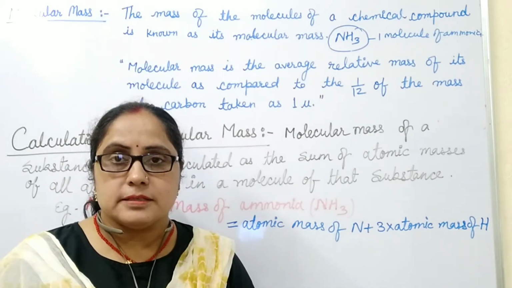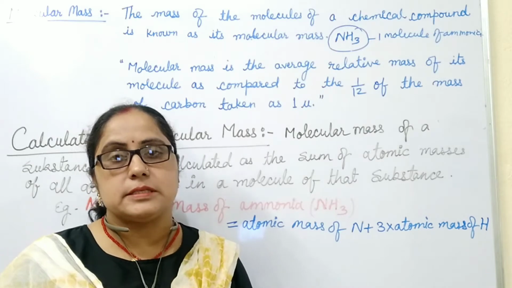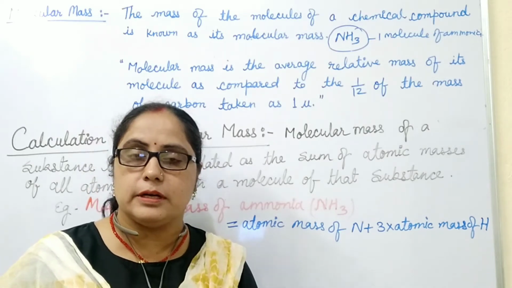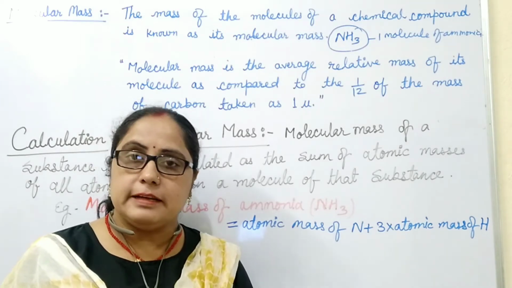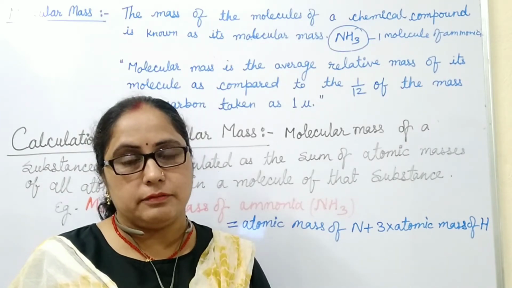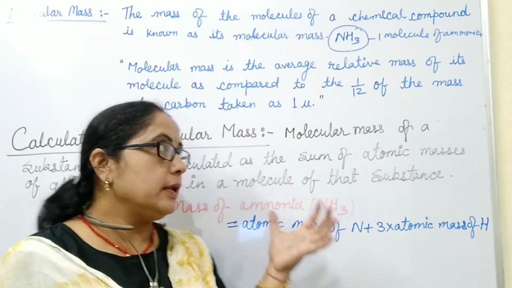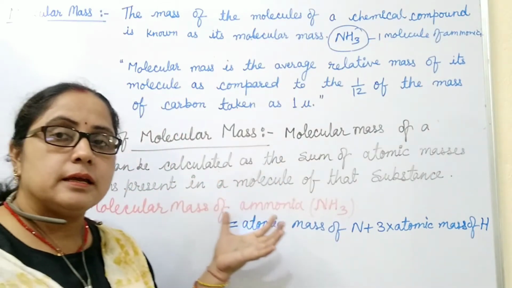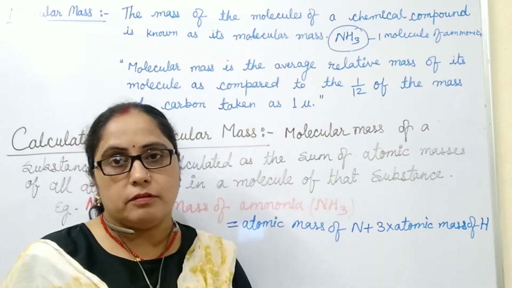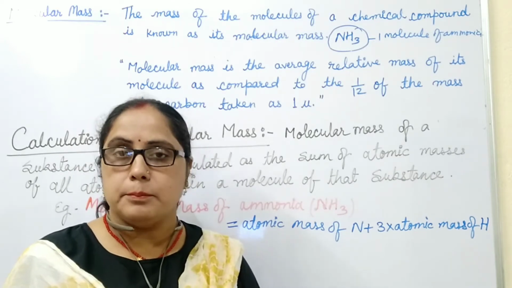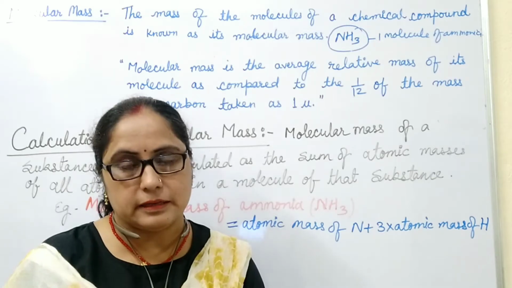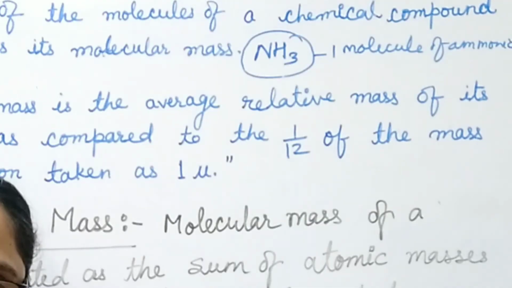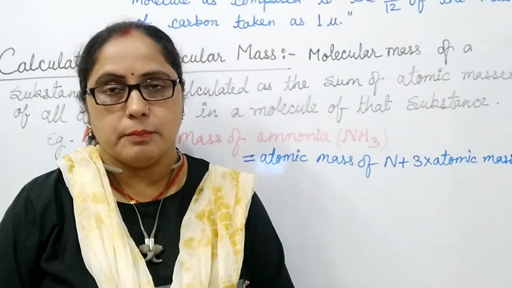This molecular mass is also compared with a standard unit, and that standard unit is the carbon-12 atom. So we can define molecular mass in another way: molecular mass is the average relative mass of a molecule compared with 1/12 of the mass of a carbon-12 atom, which is taken as 1 unit. So this is also called molecular mass.